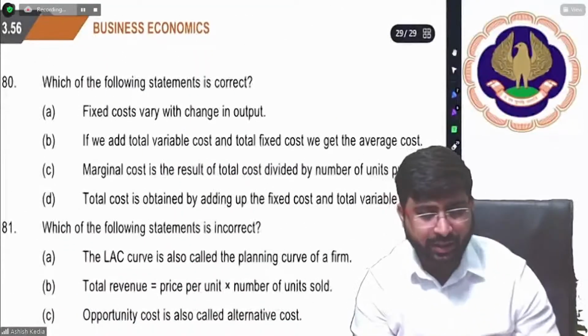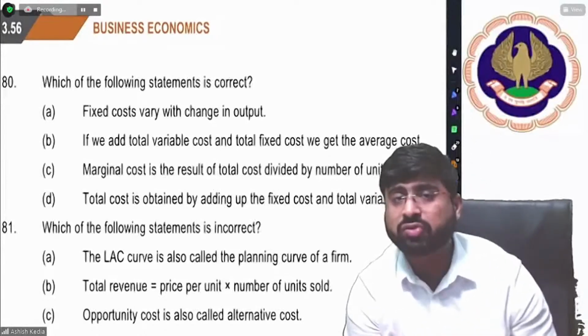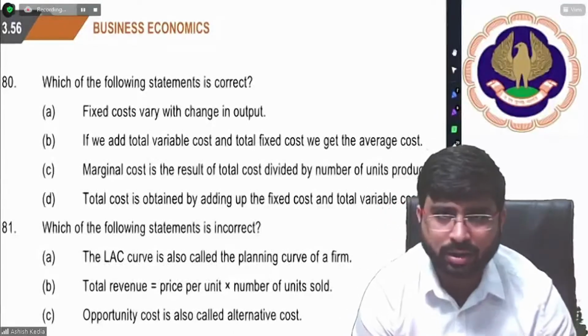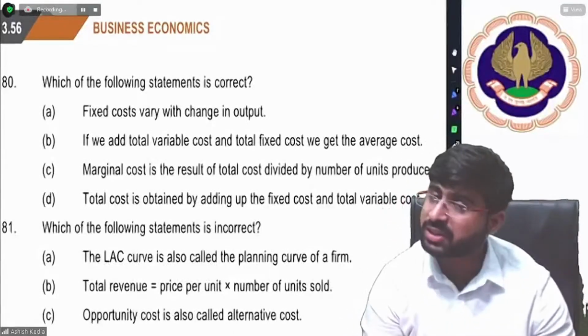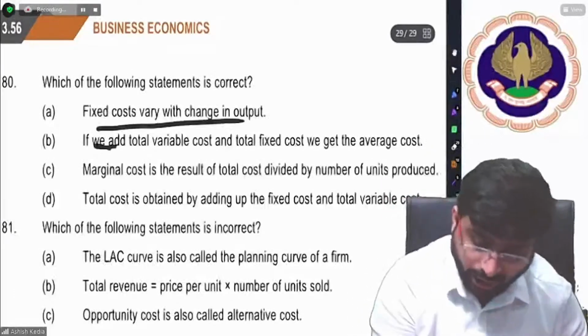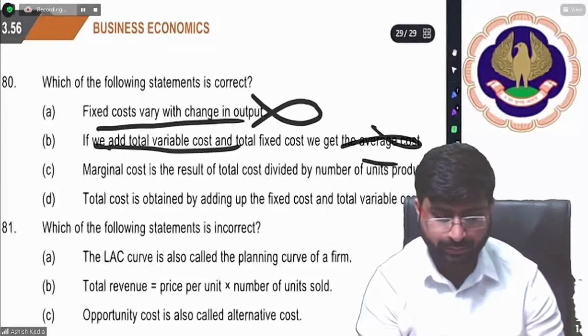Next, number 80, question 80. Which of the following statement is correct? Right, they're asking which of them is correct, not incorrect. They're telling which of them is correct. Fixed costs vary with change in output. No, it doesn't. If we have total variable cost and total, we get average cost. No, no, no, wrong.